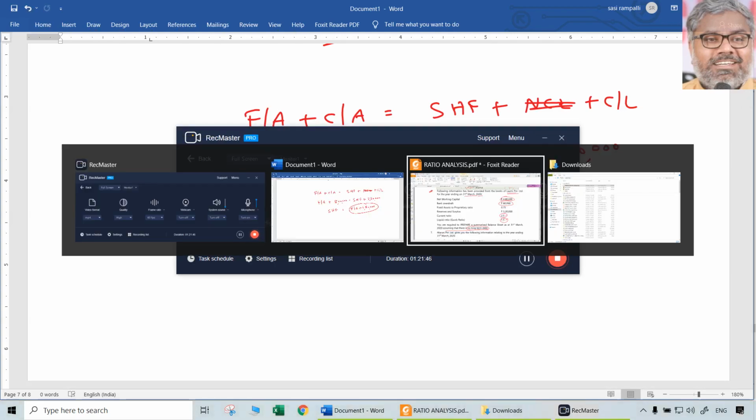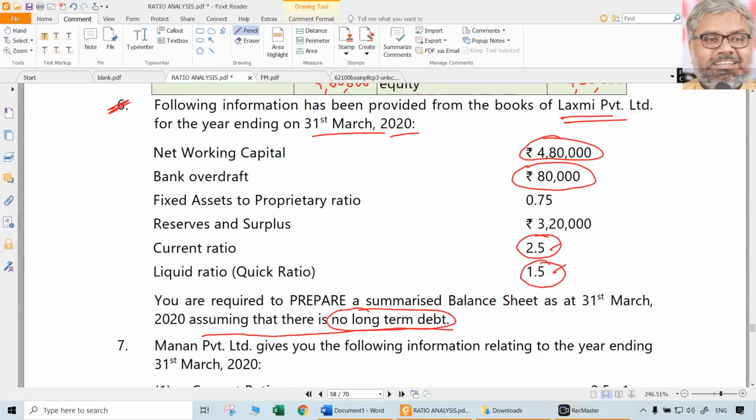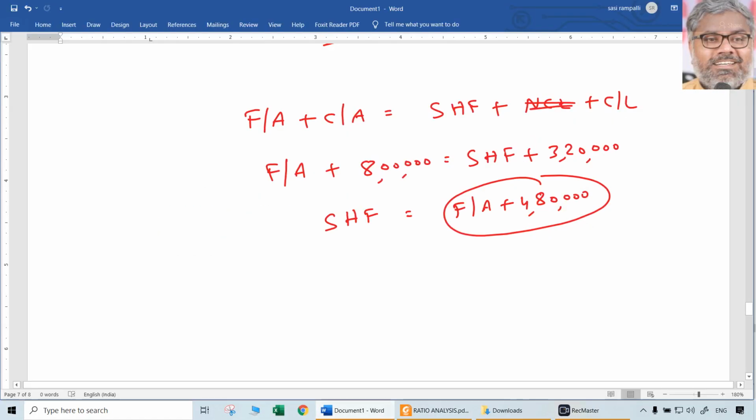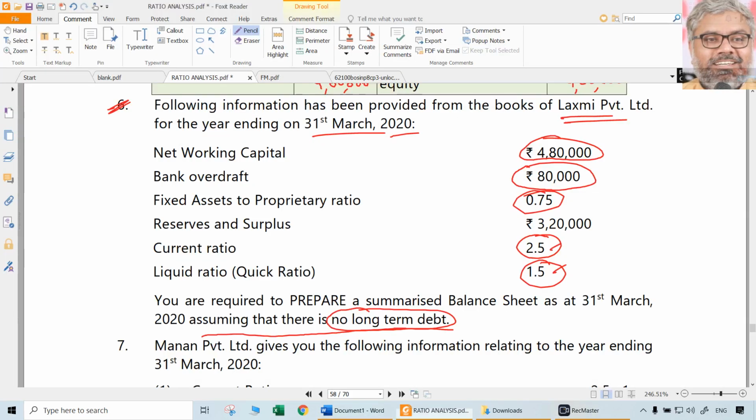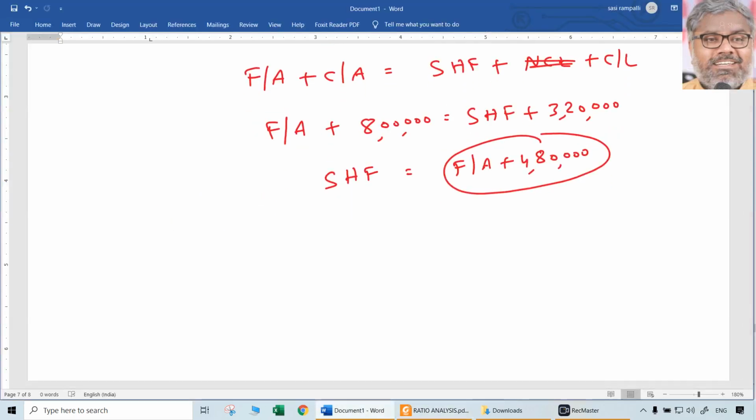But it is given in the question, what is the relationship between these two? So all that we need to do is, we just need to build that relationship. What is the relationship given? Fixed assets divided by shareholders funds, that is proprietors funds, that is given as 0.75. So the relationship is like this: fixed assets divided by shareholders funds or proprietors funds is 0.75. Then fixed assets is supposed to be 0.75 shareholders funds, right? Fixed assets is supposed to be 0.75 shareholders funds.